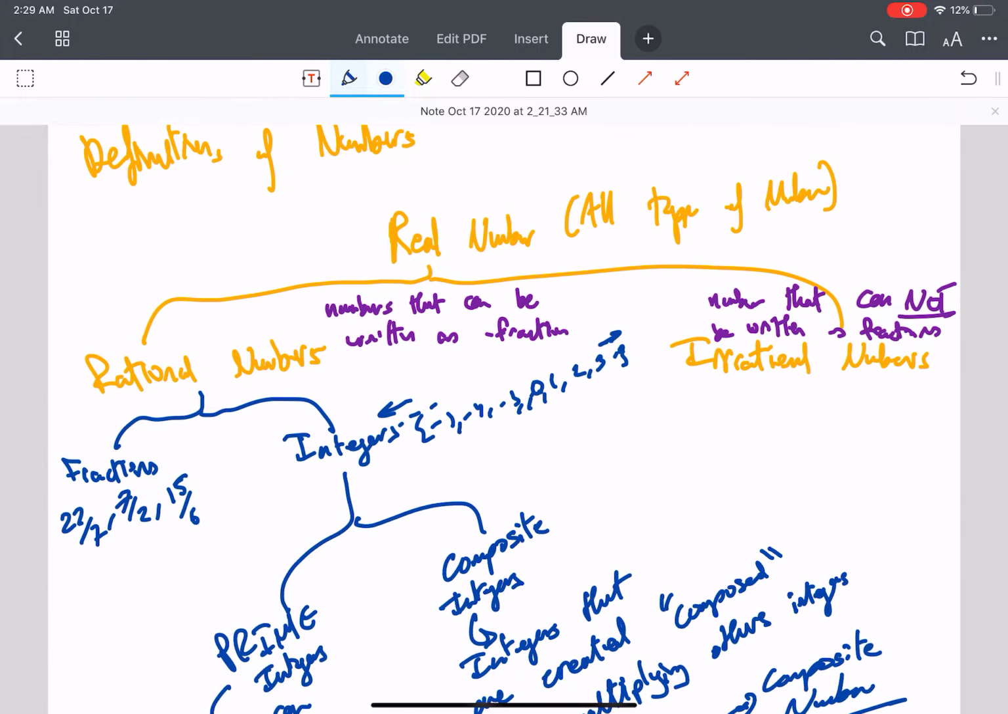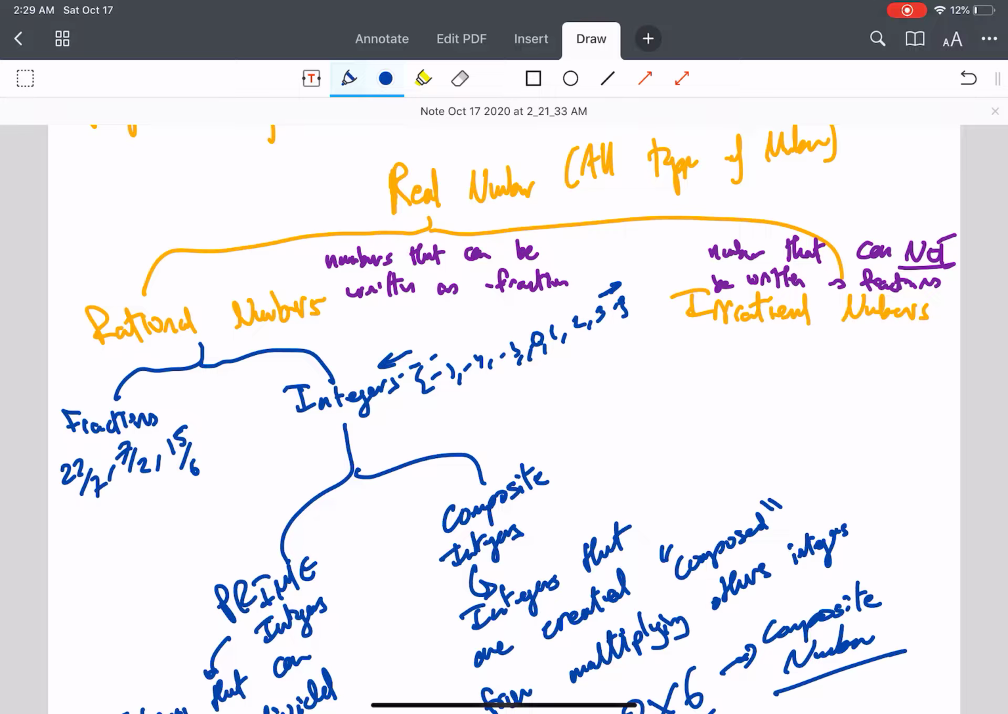We have real numbers. Real numbers can be either rational numbers or irrational numbers. Rational numbers, like 22, can be written as fractions, decimals, or recurring decimals.